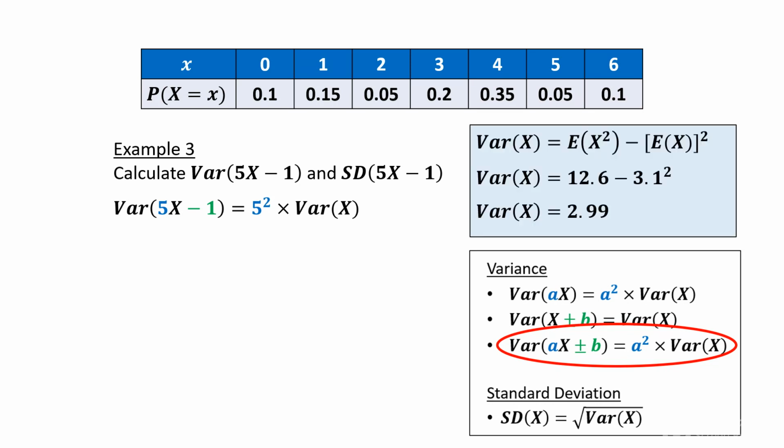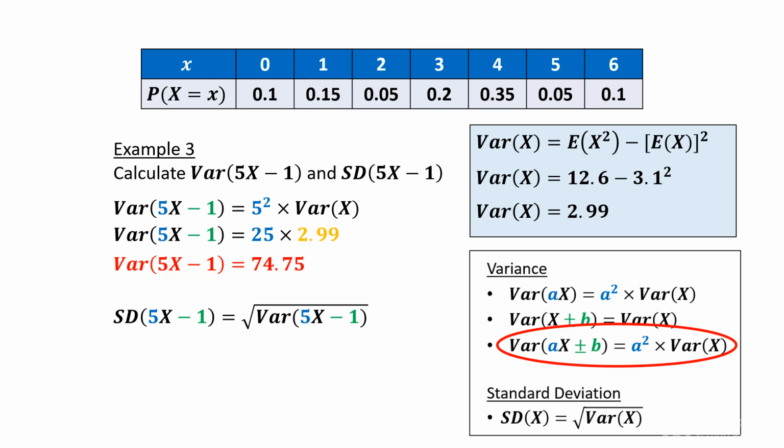So our old variance was 2.99. So multiply that by 5 squared. 5 squared is 25. So times that by 2.99 to get a variance of 74.75, and then we can square root the thing to get our standard deviation. The square root of 74.75 is 8.65 rounded to 2 dp.